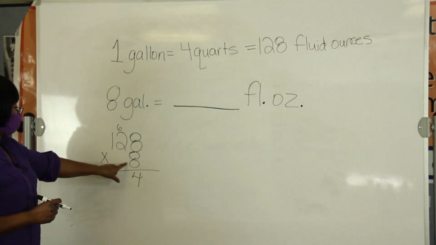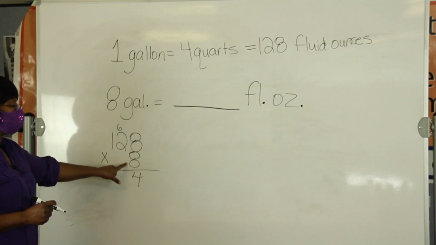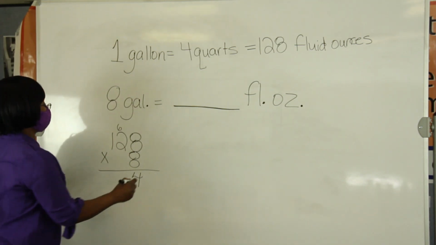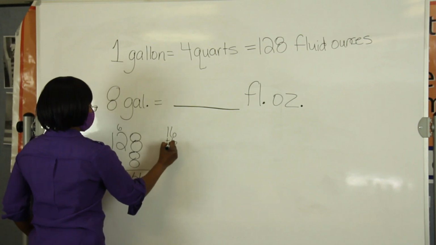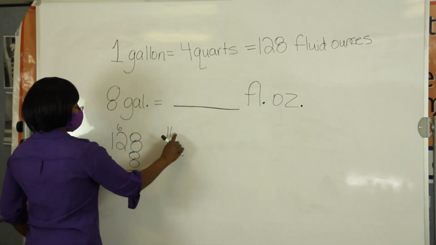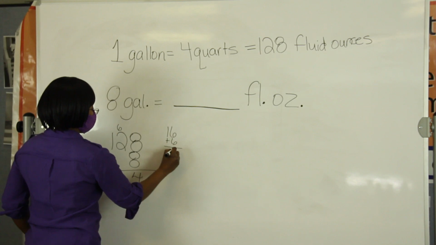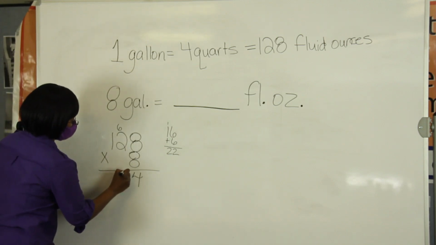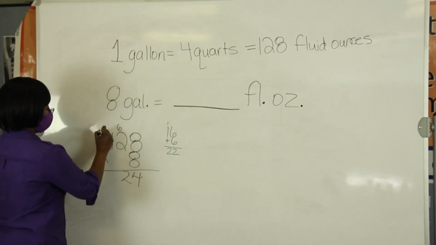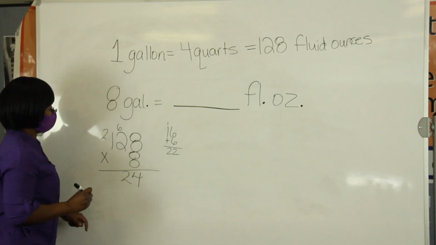2 times 8 is 16. 16, I'm going to write it to the side so you can see it. 16 plus 6 is 6 plus 6 is 12. Add 1 is 22. So we're going to put 22. There's a 2. We're going to put this 2 up here.